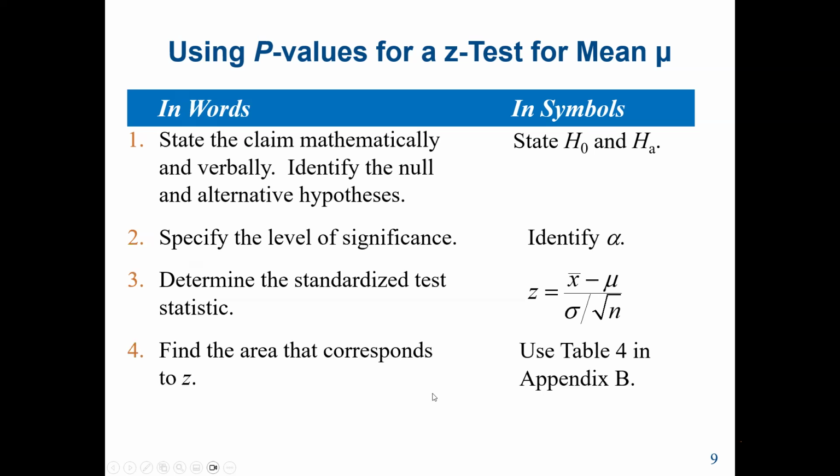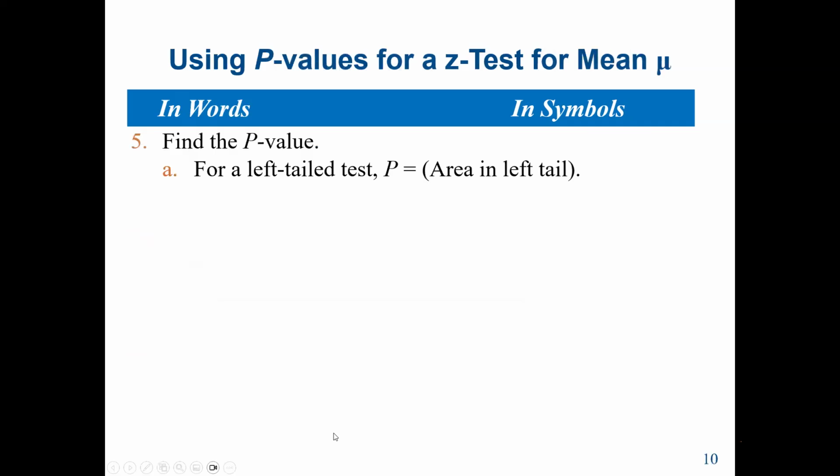Then we find the area that corresponds to the z using, again, this textbook. The table is Table 4 in Appendix B, the standard z table. From the z table, we can find the corresponding p-value also. So we find the p-value for the left tail, where p equals the area in the left tail.